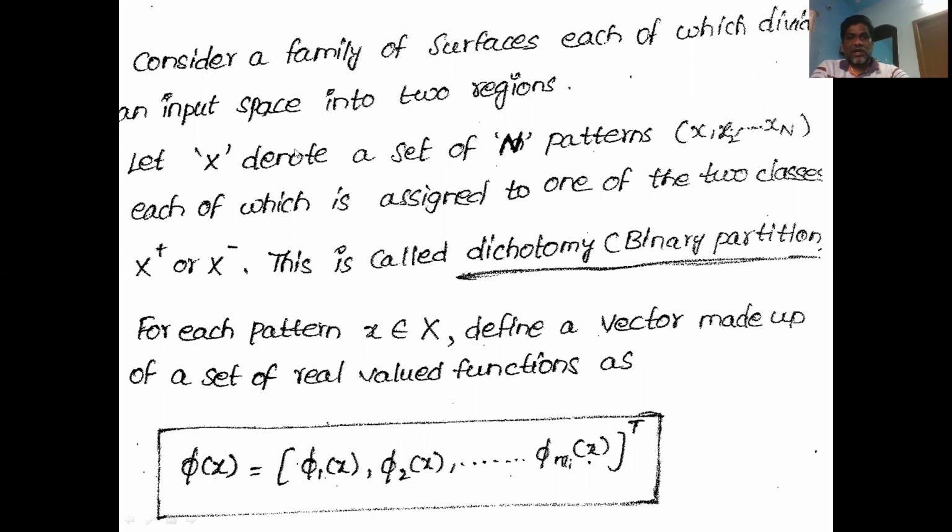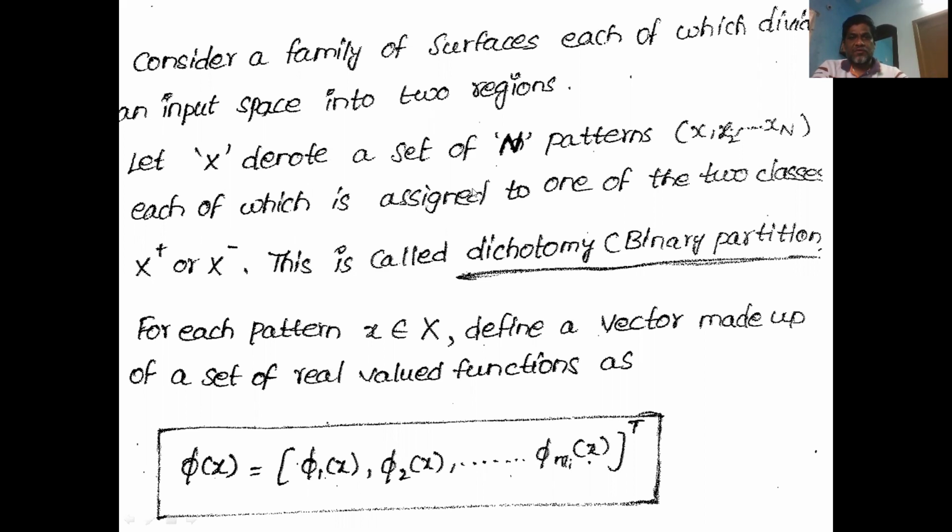Now, let X denote a set of input patterns. There are n input patterns assumed, X1, X2, and so on, Xn. These are the input patterns that we want to classify, and I assume that each of these input patterns can be assigned to one of two classes, X plus or X minus. So two types of classification are there. It is also called a binary partitioning or binary classification problem. Remember this name, technically this problem is called a dichotomy: dichotomy, or binary partition, or binary classification.